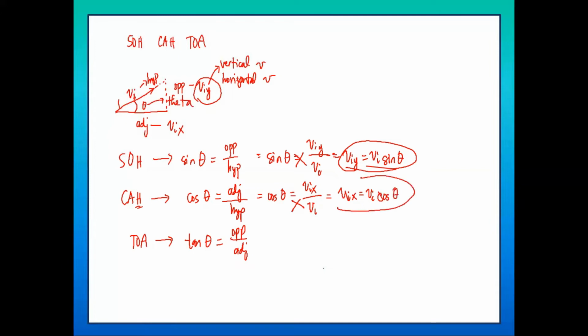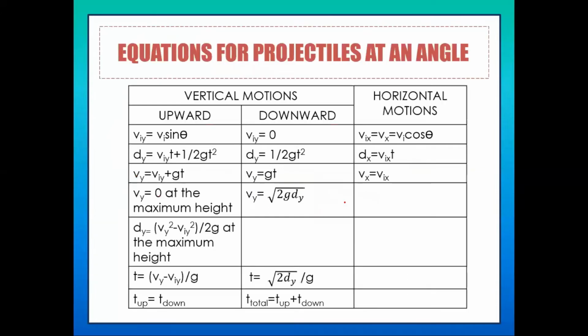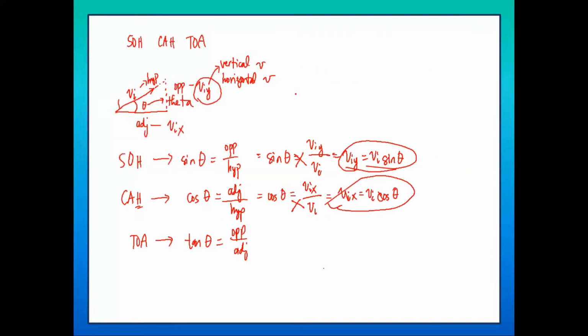Okay, so this is now your equation. Okay, kaya kung babalikan natin class, this particular table, okay, this is the formula for getting the v sub iy and this is the formula for getting the v sub ix. Parehas lang, no? So, saan to nagmula? From these trigonometric functions.